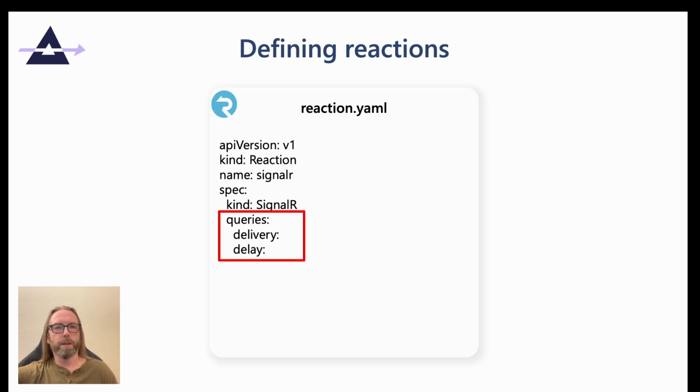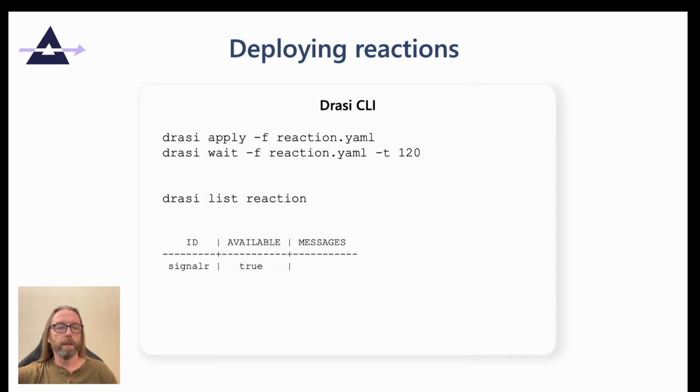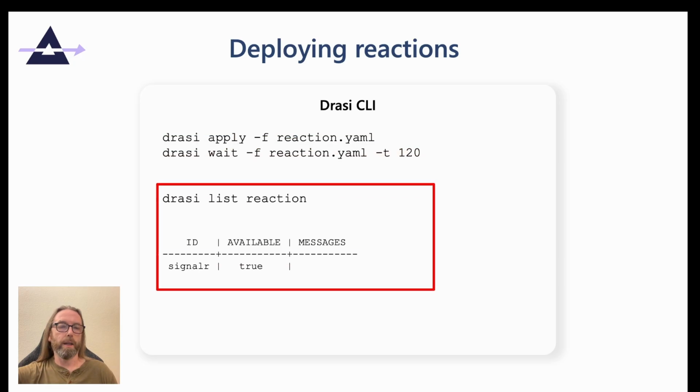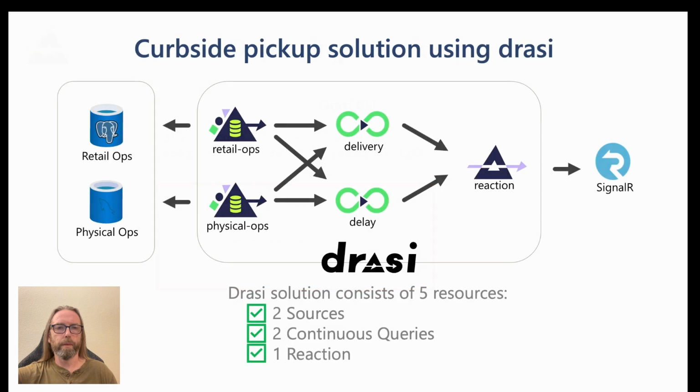And this will establish a connection with the SignalR infrastructure and allow clients to subscribe to an endpoint, which is then going to get the results of our continuous queries pushed down it. So again, to deploy this, we do Drasi apply, Drasi wait, and again, we can do a Drasi list to see the status of the reactions and deal with any issues that may have occurred. And with that, you've seen the two sources, the two continuous queries, the one reaction, all just configuration, no code. They're all deployed, and everything's ready to go.